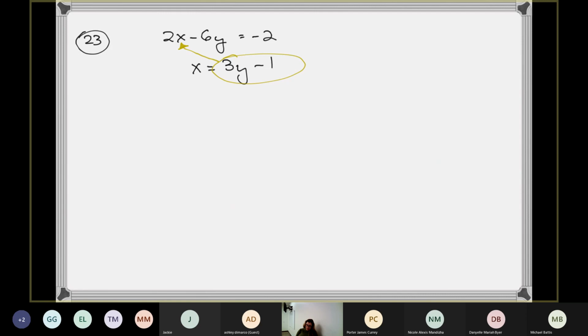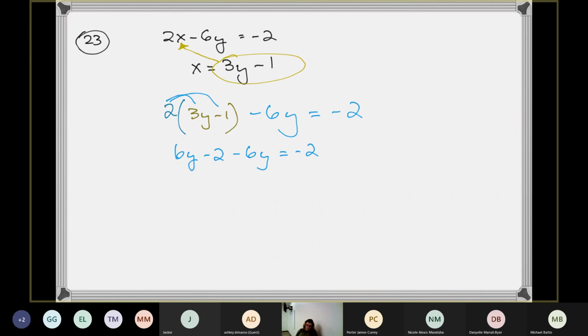Anything strange going on with this problem? We have 2. X is being replaced with 3y minus 1, minus 6y equals negative 2. Is everybody with me so far? Okay, let's do the distributive property. 2 times 3 is 6y, minus 2, minus 6y equals negative 2.